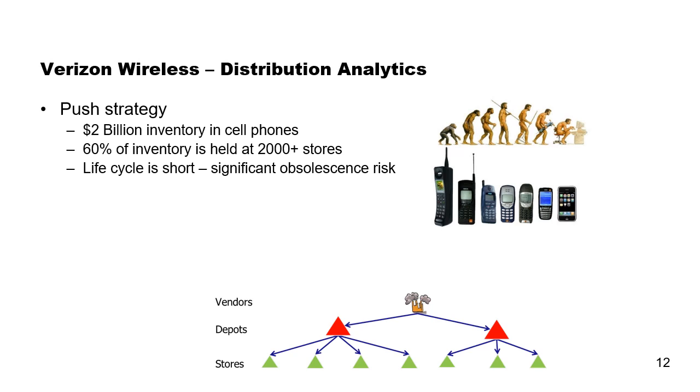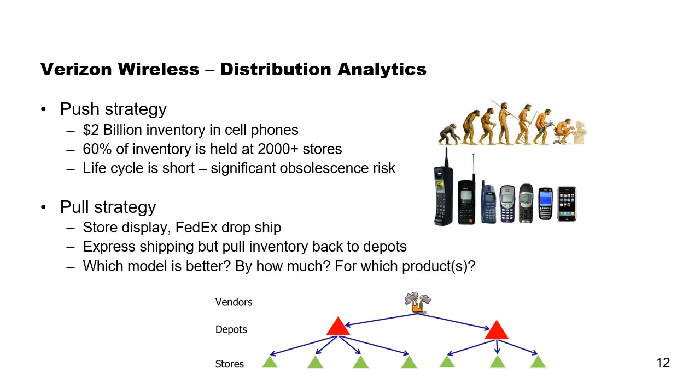The high inventory risk forced Verizon to consider another strategy, which is the pull strategy, which pulls inventory back from the stores to the DCs, distribution centers, and uses the stores only for display and customer experiences. Customers placing orders in stores will receive the phones from the DC by FedEx overnight, free of shipping charges. The questions were, which model is better? By how much? For which products?